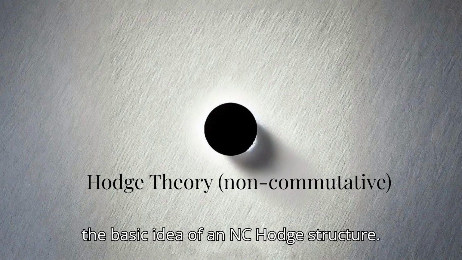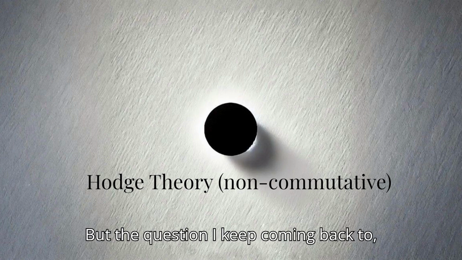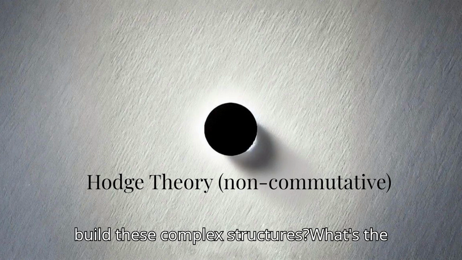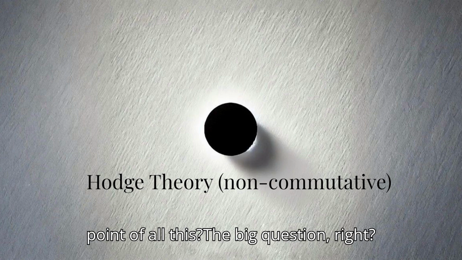All right, I think I'm getting the basic idea of an Encke Hodge structure, but the question I keep coming back to, and I bet our listeners are too, is why build these complex structures? What's the point of all this? The big question, right.